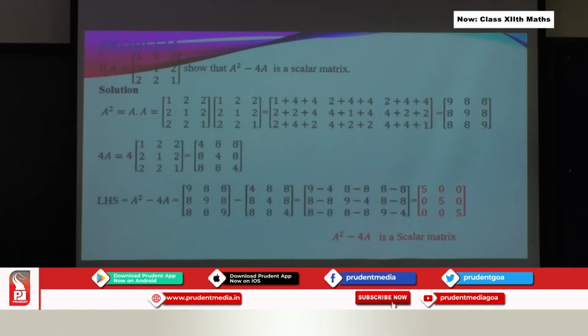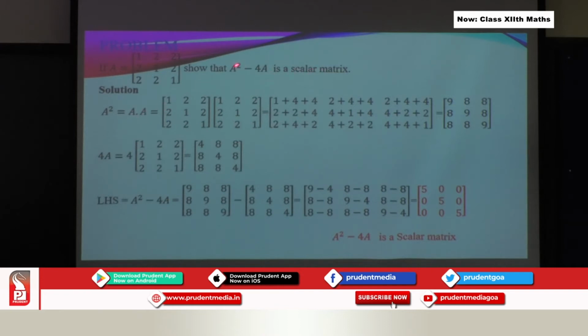Let's discuss problems. When you talk about this problem here, if A equals this square matrix of order 3, show that A square minus 4A is a scalar matrix. What did we study about a scalar matrix? A scalar matrix is a diagonal matrix where along the diagonal you have one particular constant, the same constant. So you need to get A square minus 4A as a scalar matrix.